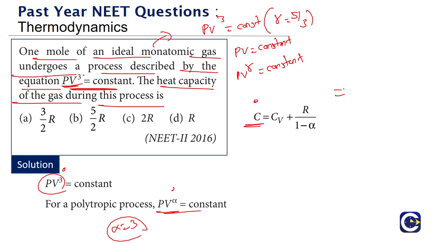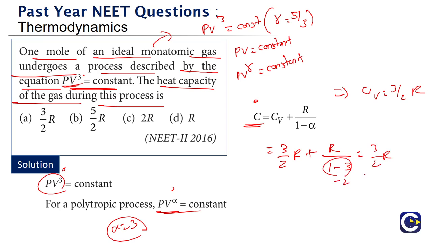So for a monoatomic gas, Cv will be what? It will be 3 by 2 R. Monoatomic Cv will be 3 by 2 R, right? So it will be 3 by 2 R plus R by (1 minus 3). 1 minus 3 means minus 2, so minus R by 2. That is totally R. So the correct answer for this is option D, which is R.